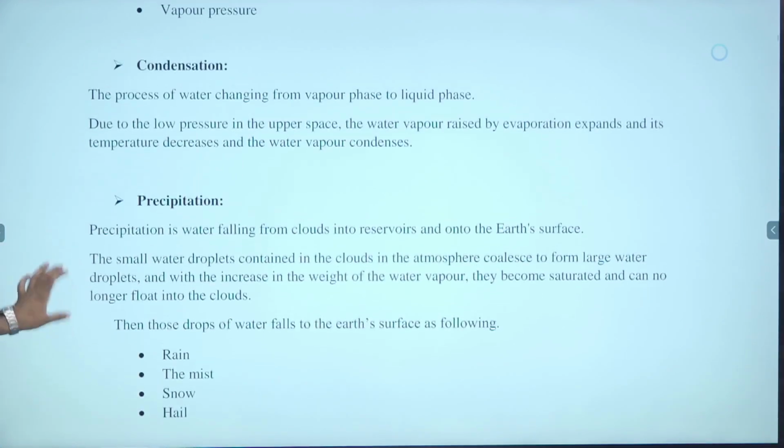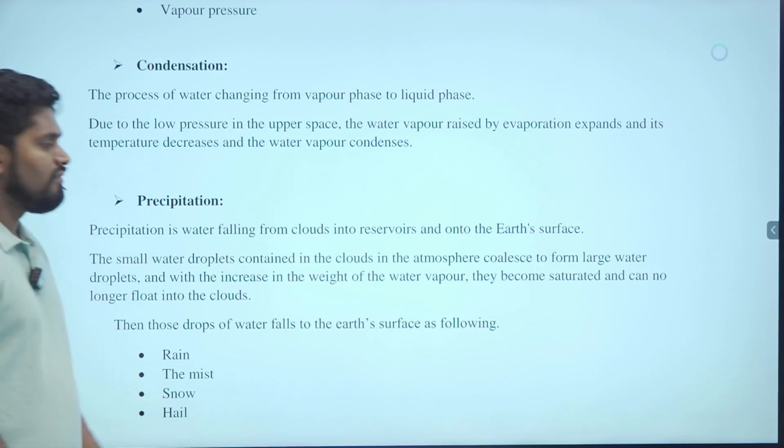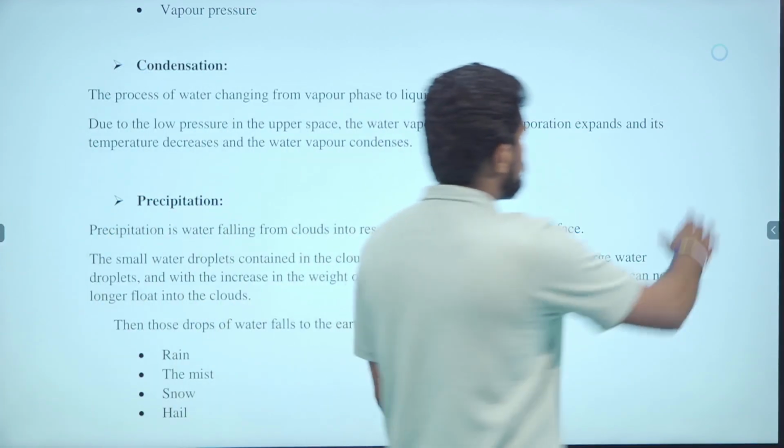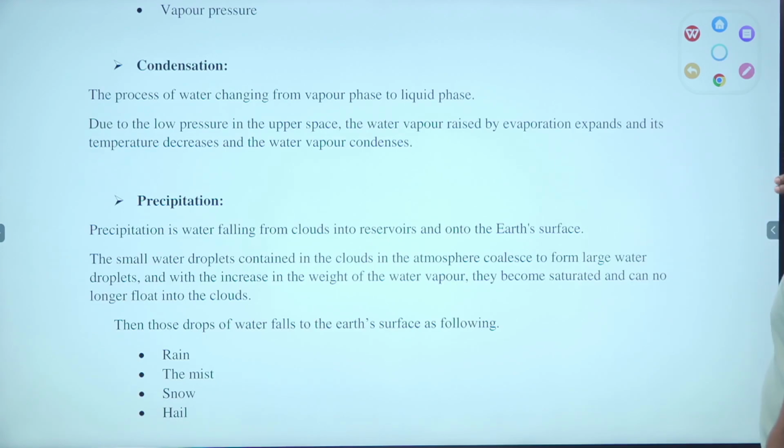Okay, then condensation. What is the place where condensation happens? What is the place?